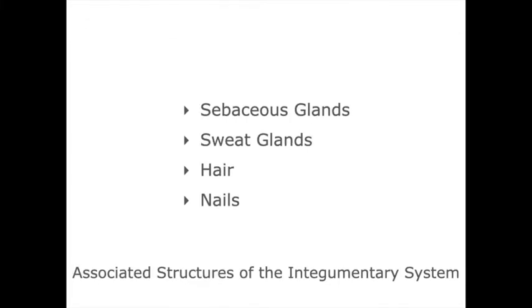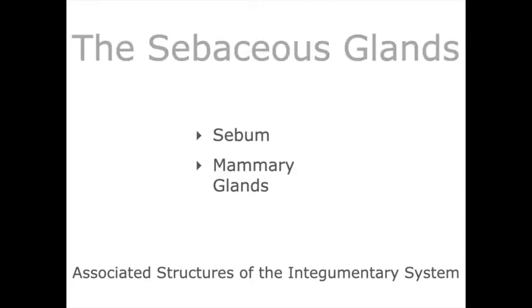The structures associated with the integumentary system are the sebaceous glands, sweat glands, hair, and nails. Sebaceous glands are located in the dermis layer of the skin and are closely associated with hair follicles. These glands secrete sebum, which is released through ducts opening into the hair follicles. From here, the sebum moves onto the surface and lubricates the skin. Because sebum is slightly acidic, it also discourages the growth of bacteria on the skin.